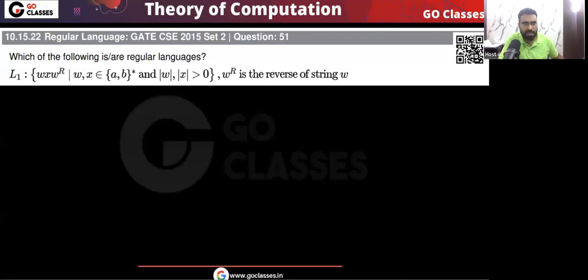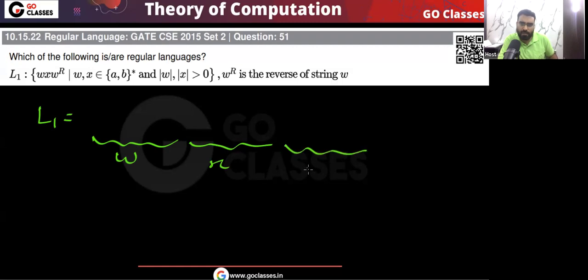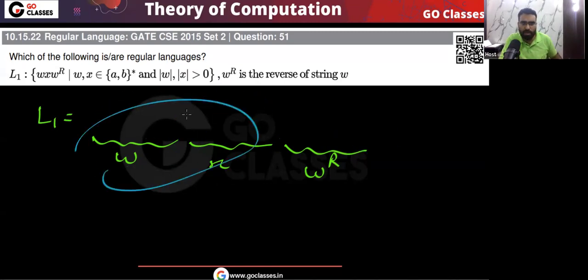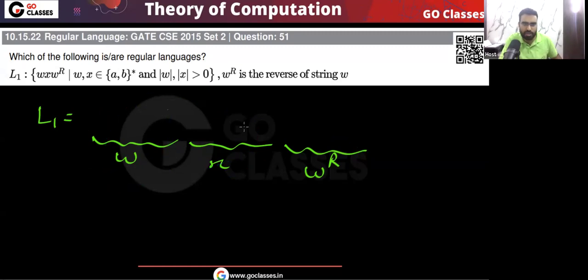What is this language? Here you can easily notice in L1 we have this type of string where you have W, then X, and then W reverse, WR. X and W are strings, and remember they are non-empty strings, because length of W is greater than 0 and length of X is greater than 0. WR is the reverse of string W. So in this language we have strings of the form W X W reverse, where X and W are non-empty.